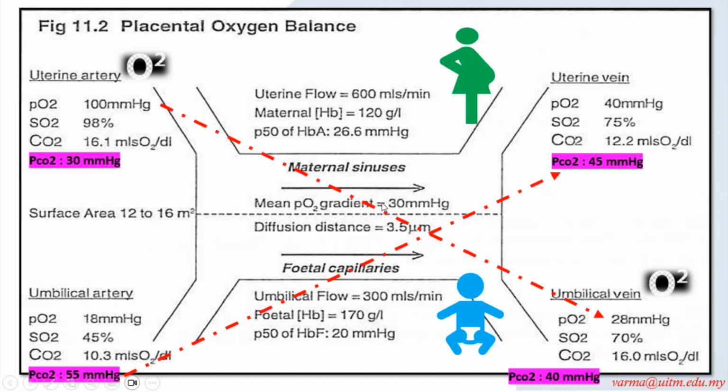So this is all talking about the diffusion distance, which is very small, 3.5 micrometer. We know according to Fick's law, the diffusion distance is inversely proportional to diffusion rate. The placenta also has a very large surface area, which is good for diffusion. It is lipophilic, so it can carry multiple lipid drugs across the lipid bilayer, and it has a very small diffusion distance. All these are favorable towards diffusion across the placenta. So please go and read about it.